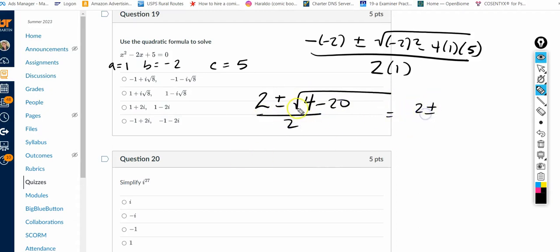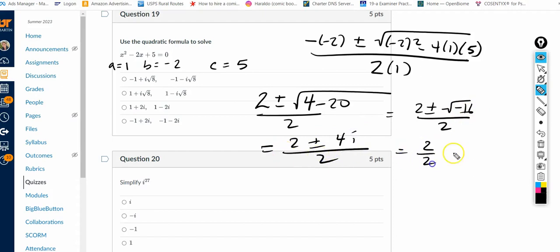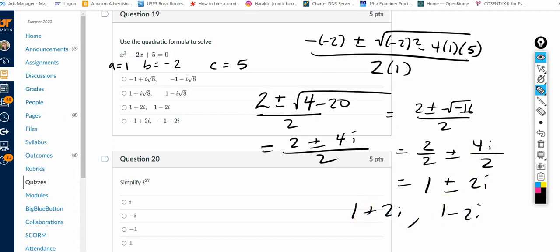2 plus or minus the square root of negative 16, which is 2 plus or minus, well, that's going to give me 4i. And now I can split it up. So I'm going to have 1 plus or minus 2i. So 1 plus 2i and 1 minus 2i.